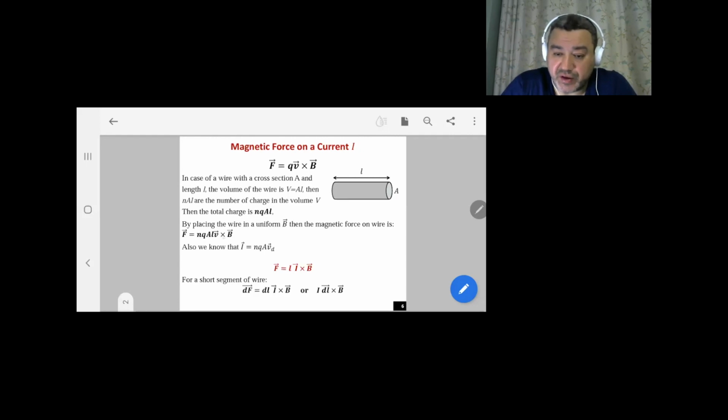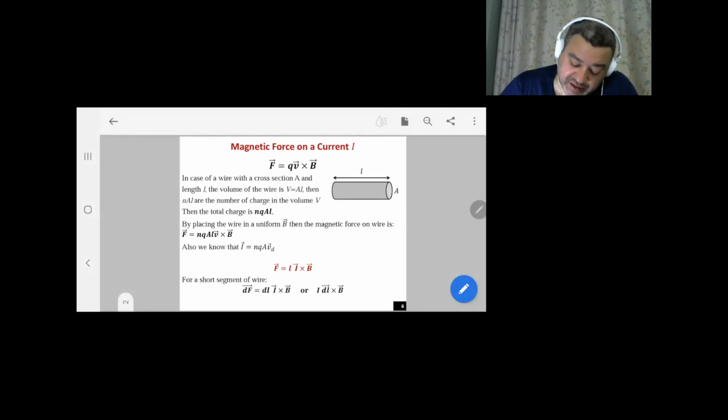Now recall that the current is defined, as we have derived it before, as nQAV, where V is the velocity. So this is the current: I is nQAV. Now, if I substitute nQAV with I, my equation ends up being F equals L I vector cross B vector.